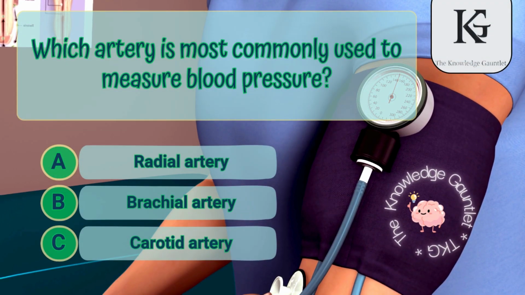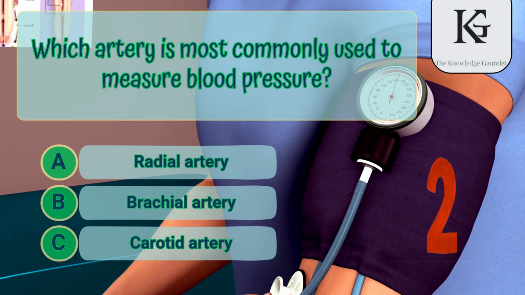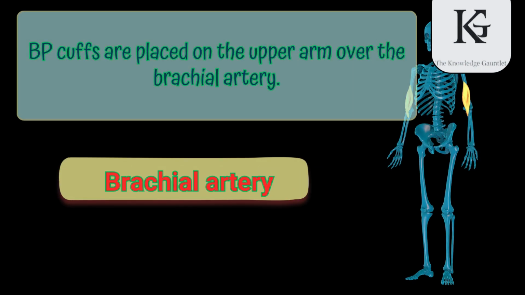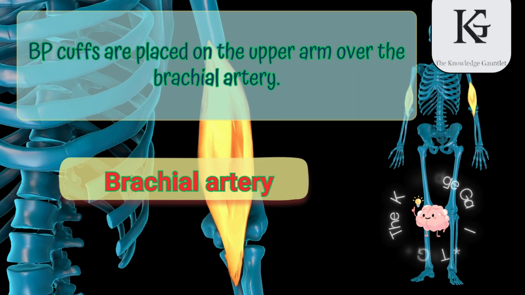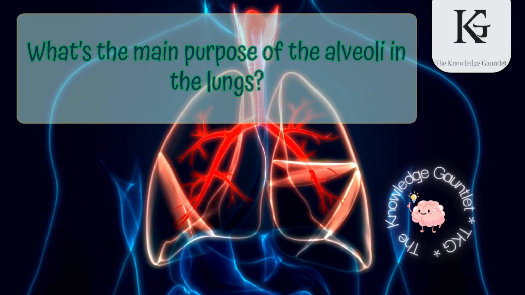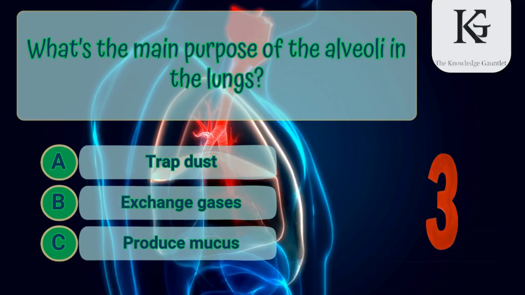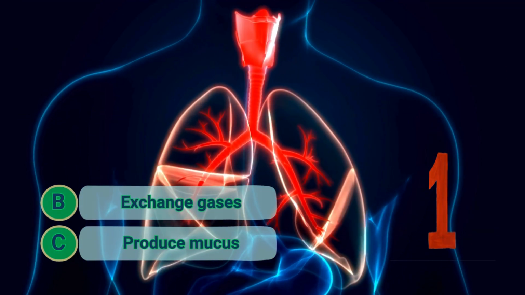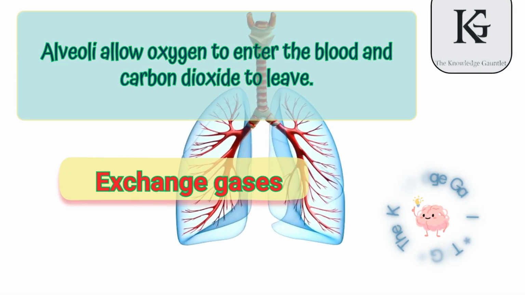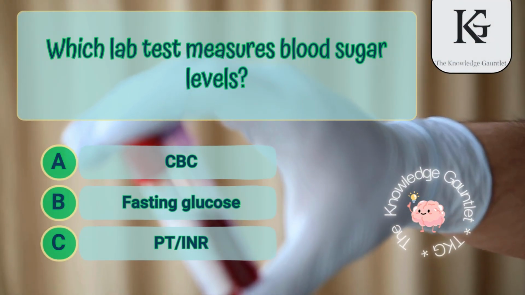Which artery is most commonly used to measure blood pressure? Answer, the brachial artery. Blood pressure cuffs are placed on the upper arm over the brachial artery. What's the main purpose of the alveoli in the lungs? Answer, exchange gases. Alveoli allow oxygen to enter the blood and carbon dioxide to leave.